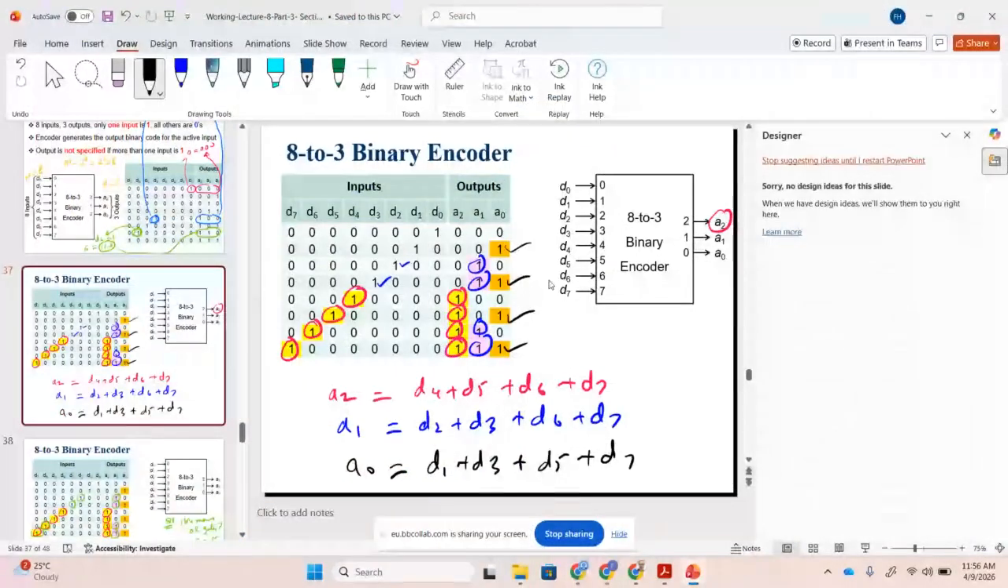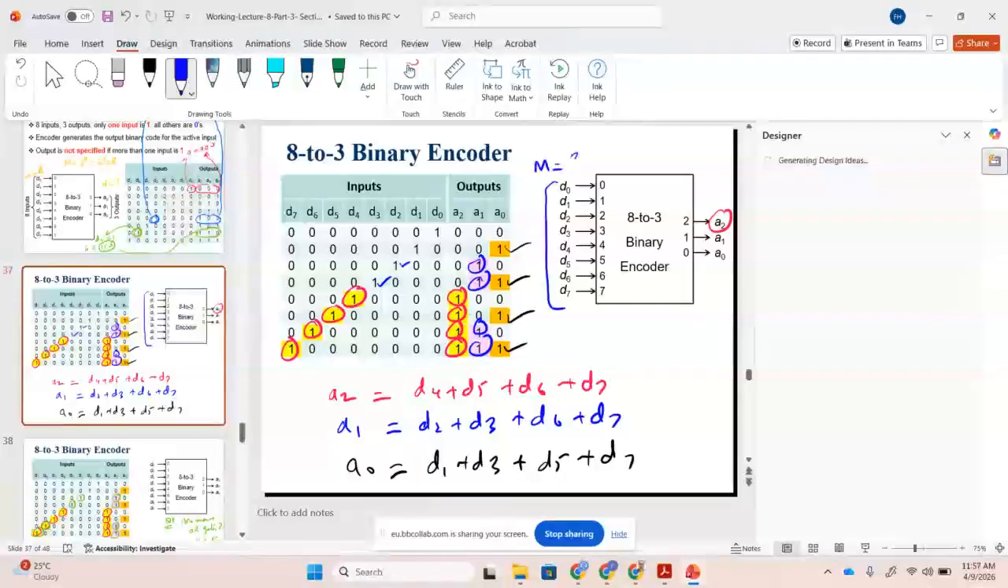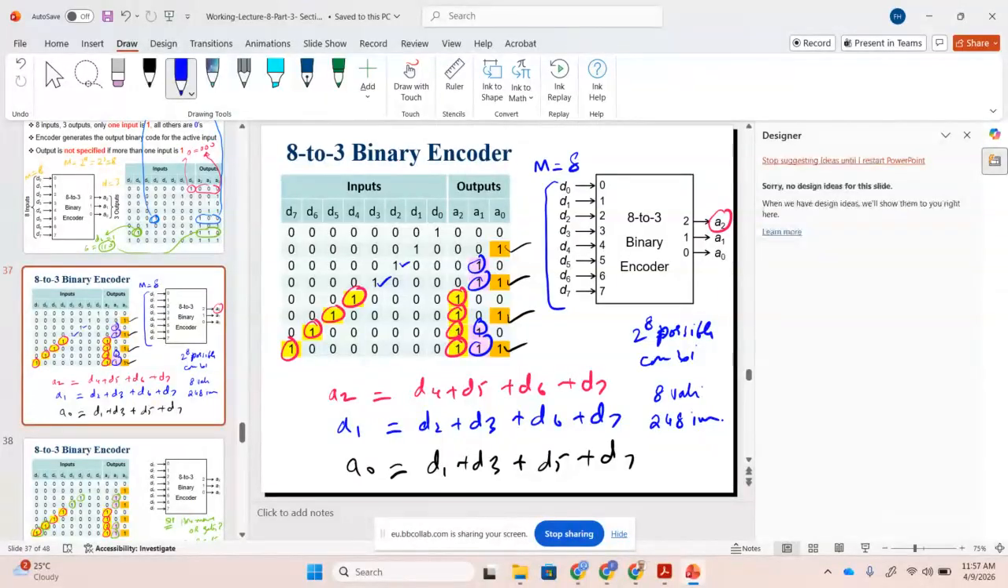Why? Because if we want to do it, we need to use a K-map. Please remember, what is m here? M is 8. When m is 8, there will be 2 to the power 8 possible combinations. Of them, 8 are valid combinations and 248 are invalid combinations, and it is very difficult to design such a circuit using a K-map. Got it or not got it?